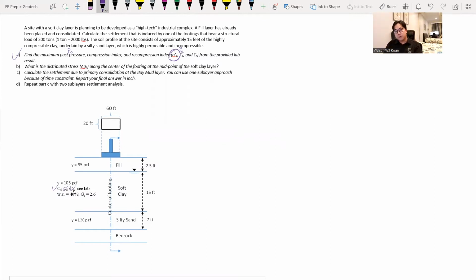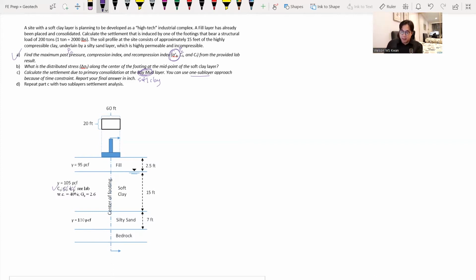So we want to do pretty much a one sub-layer settlement analysis for just a soft clay layer due to the structural loading applied from the footings. That will be pretty much part C. So we want to find the settlement of the soft clay layer here. And we are using a one sub-layer approach. So we treat the whole soft clay layer as one layer.